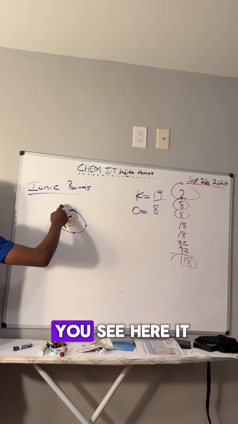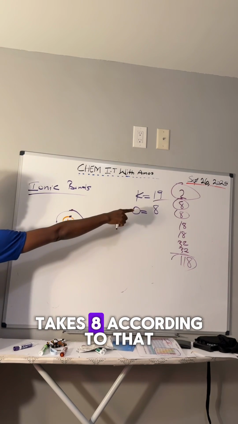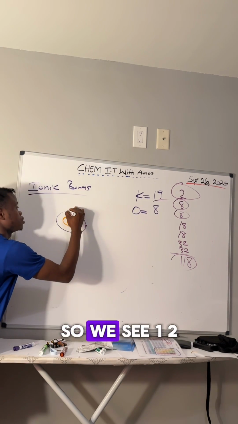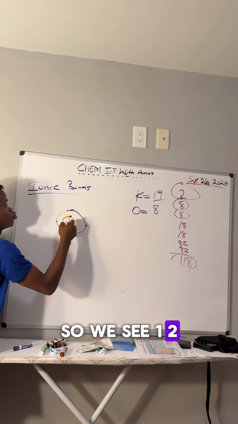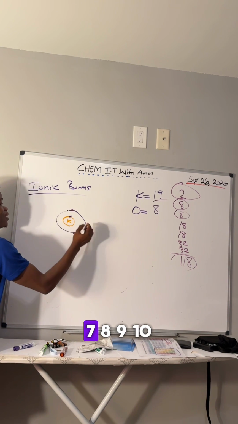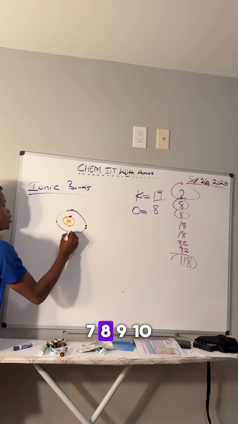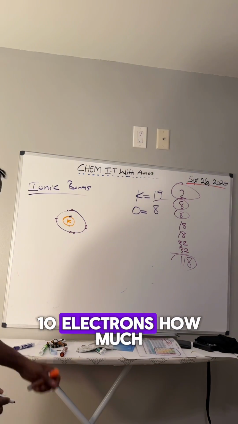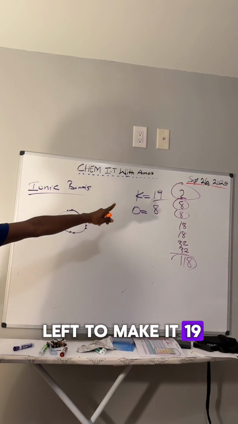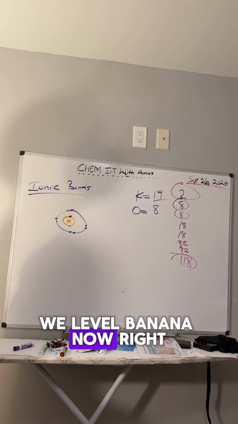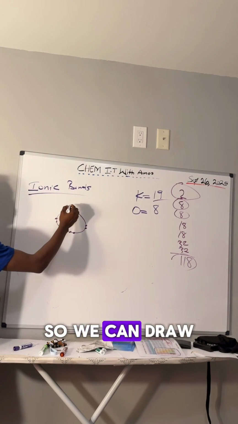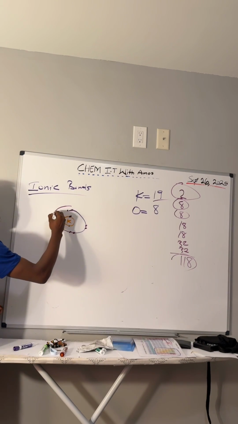And this shell you see here takes 8 according to that. So we can now try to double them, giving lone pairs. So we say 1, 2, 3, 4, 5, 6, 7, 8, 9, 10. So we have consumed 10 electrons. How much is left to make it 19? We are left with 9 now, right? And the next shell here takes 8 electrons also. So we can draw our next shell right here.